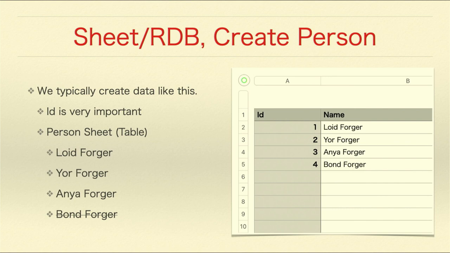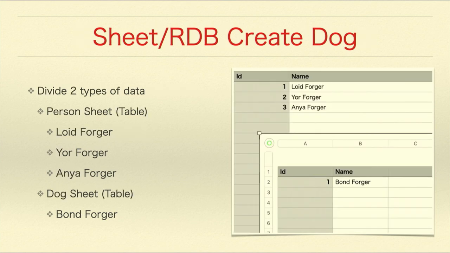I created Bond Forger. He's not a person. Okay, I tried to divide it into two types of data. One is a person sheet, with three data: Loid, Yor, Anya. One is a dog sheet, Bond Forger, just Bond Forger.